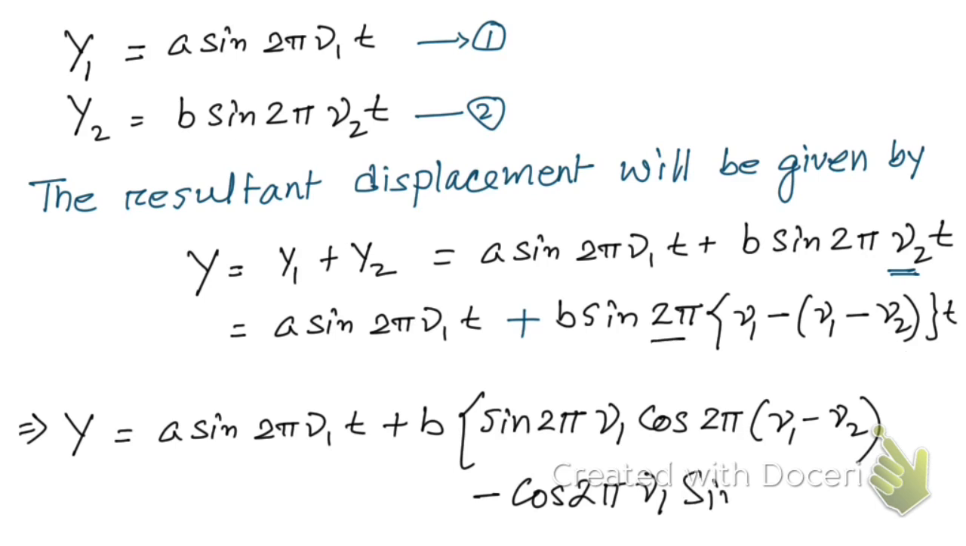Then sine b is 2 pi nu 1 minus nu 2. That's what we have got. Bracket closed, then outside it we need to put t here. So hope you have understood this. Now let me copy this result and let me go to the new slide. Let me copy this result.